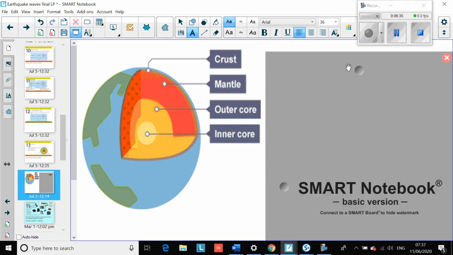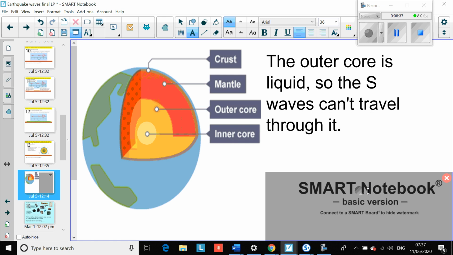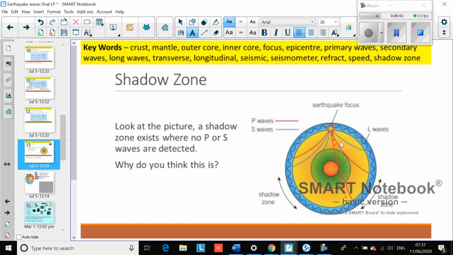And so that is how we know that the outer core is liquid, because S waves can't travel through liquids. So if you look closely here, see the outer core is liquid, and these S waves, well, they get deflected by that liquid core. So we know the outer core must be a liquid. All right. So it's just a very clever way of working it out.